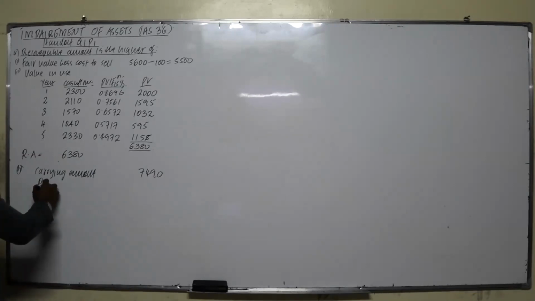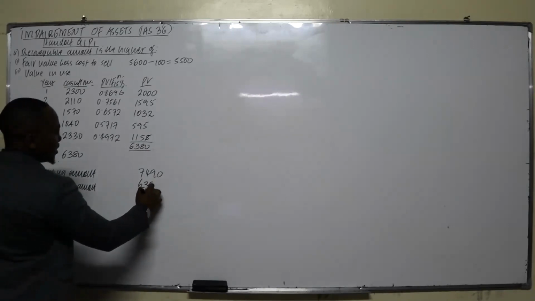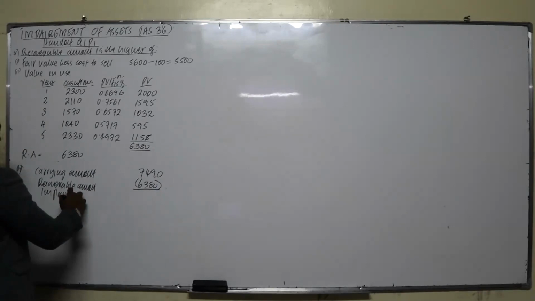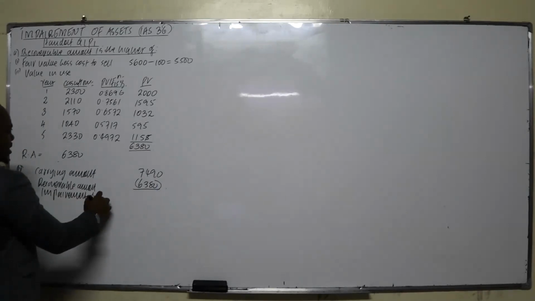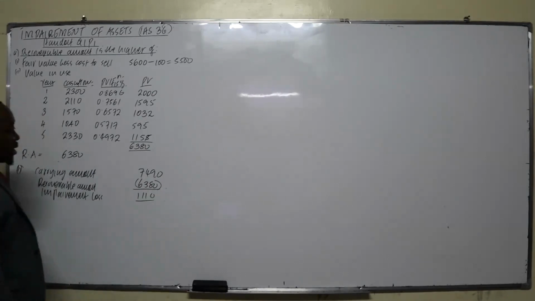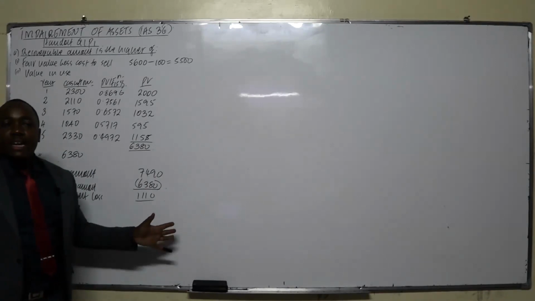So the recoverable amount, we can only get 63.80. That means we have an impairment loss of 11.10, right? Yeah, very right there. So you need to recognize this now in the income statement as an expense.